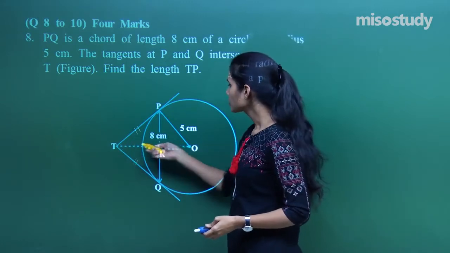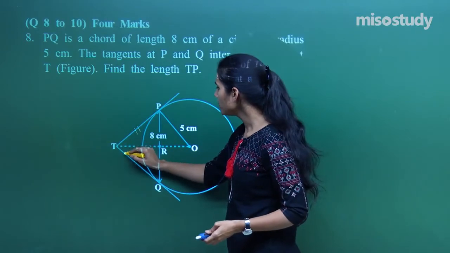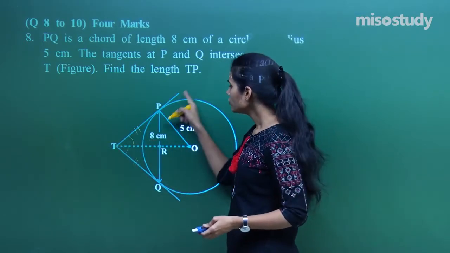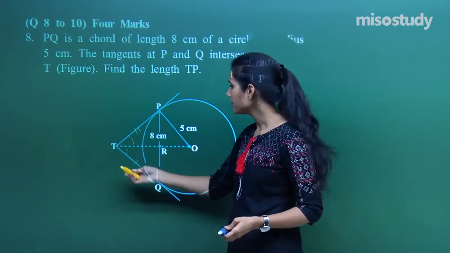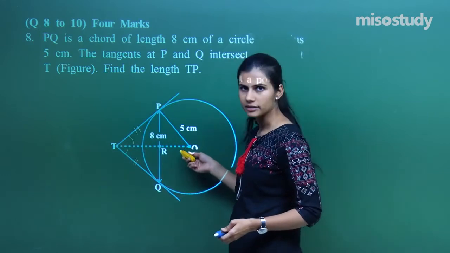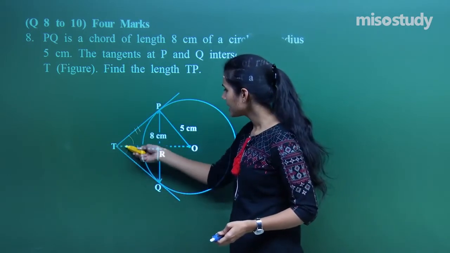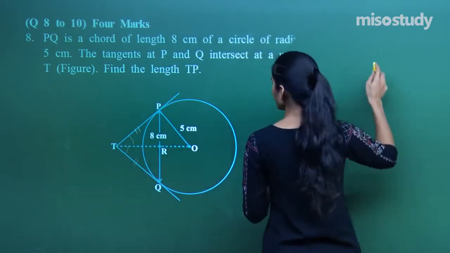TP is common to both the triangles, and if you remember this theorem, that when 2 tangents are drawn from an external point, they are equally inclined with the line segment joining the external point with the center. So this angle is also same as this angle, which says that by SAS congruence rule, these 2 triangles are congruent. So what do I say?